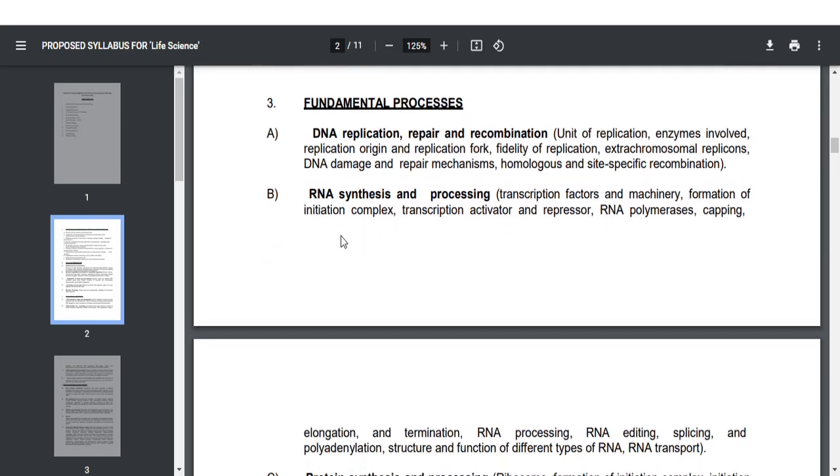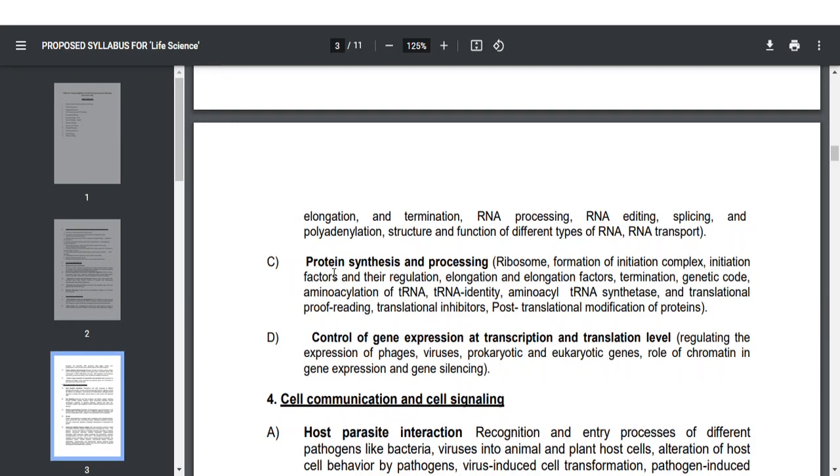Next deals with transcription, where you need to know about the transcription machinery like initiation, elongation, and termination, in both prokaryotes and eukaryotes. Additionally, you need to know about RNA polymerase structure in prokaryotes and eukaryotes, and post-transcriptional processes like capping, splicing, and polyadenylation. And additionally, you need to know about RNA editing.